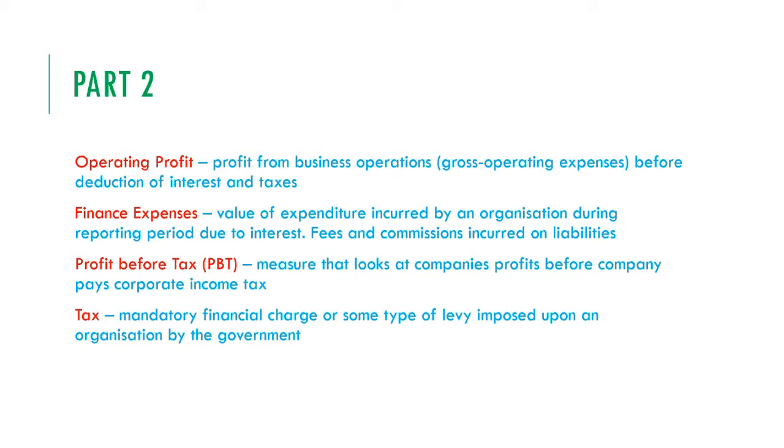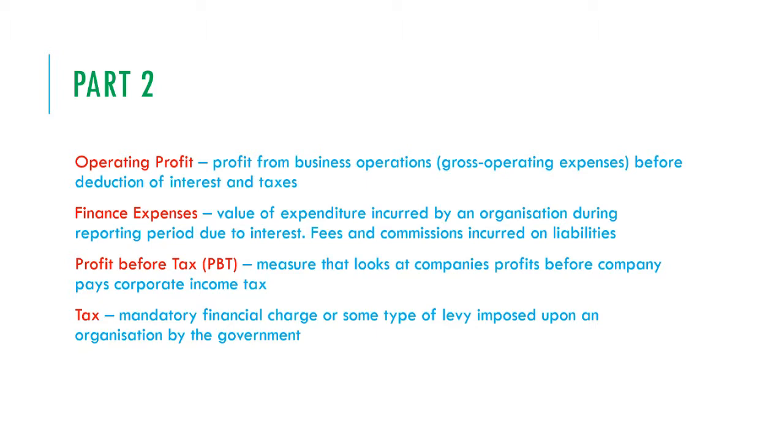Operating profit is profit from business operations, known as gross operating expenses, and this operating profit is before the deduction of interest and taxes. So it's essentially also a little bit like gross profit, only it's for your business operation. So if you don't see gross profit on your statement, which you will because it's one of the big ones, just use your operating profit, but they are a wee bit different.